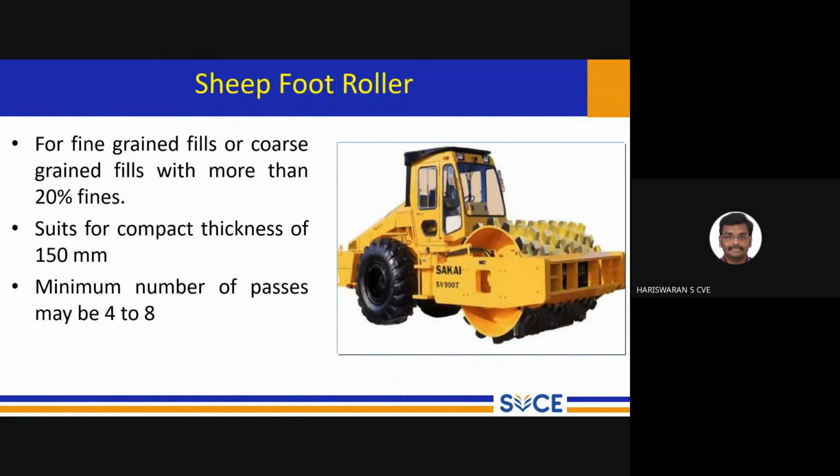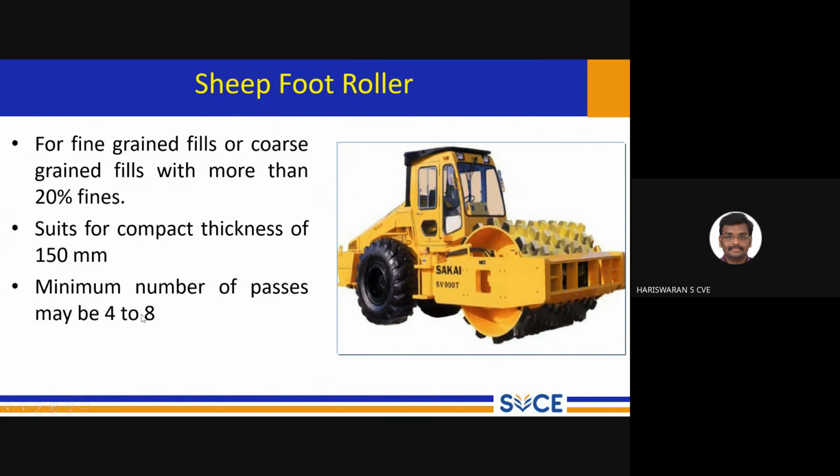Next is a sheep foot roller. This will be recommended for fine grain soil, with more than 20 percent fines. We can expect this type of roller to give good performance, particularly in the presence of a clay layer at the top. This is because of the projected sheep foot, shaped like a sheep's foot, that will compact the topmost layer of a maximum of 150 mm by kneading action, not by dynamic action. By kneading action, we can achieve good compaction.